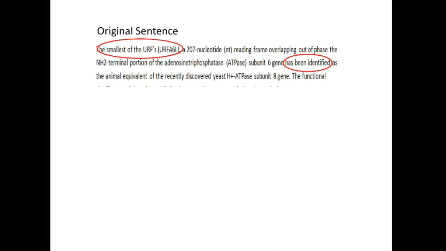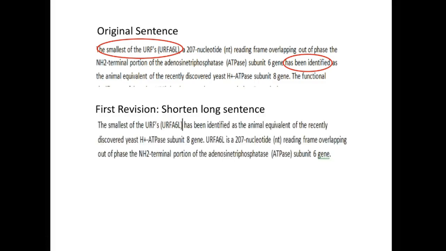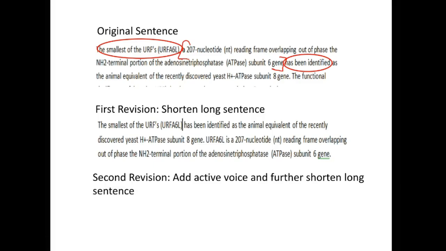So my suggestion for revision would be, as a first attempt, to actually shorten the long sentence. The smallest of the URFs has been identified as the animal equivalent of the recently discovered blah blah blah, and so on and so on. Okay, so I put these together. I take out whatever is in there, take it out and leave it, and just combine the subject and the verb.